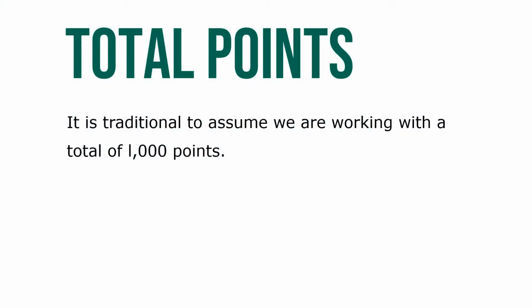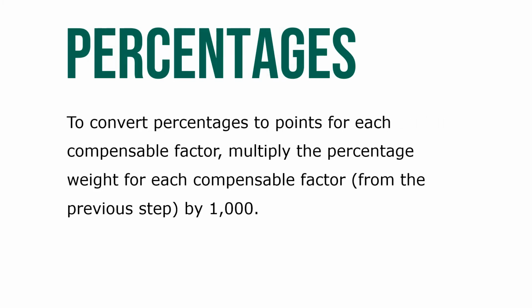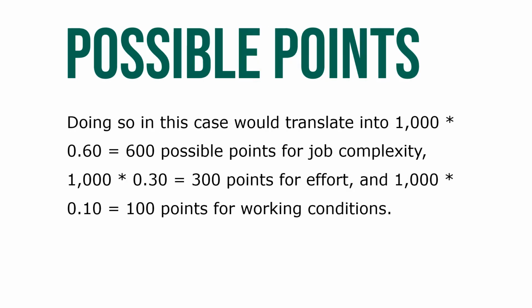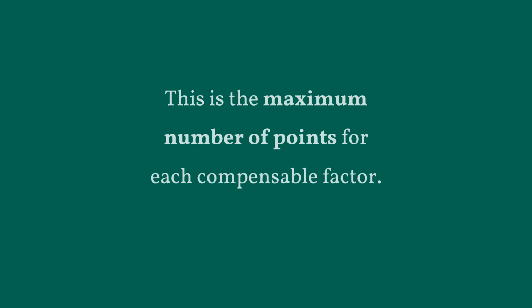It is traditional to assume that we're working with a total of 1,000 points. To convert percentages to points for each compensable factor, multiply the percentage weight for each compensable factor from the previous step by 1,000. Doing so in this case would translate into 1,000 times 0.60, or 600 possible points for job complexity, 1,000 times 0.30 for 300 points of effort, and 1,000 times 0.10 for 100 points for working conditions. These factors, 60, 30, and 10, represent the percentages assigned by weight in the previous step. This is the maximum number of points for each compensable factor.